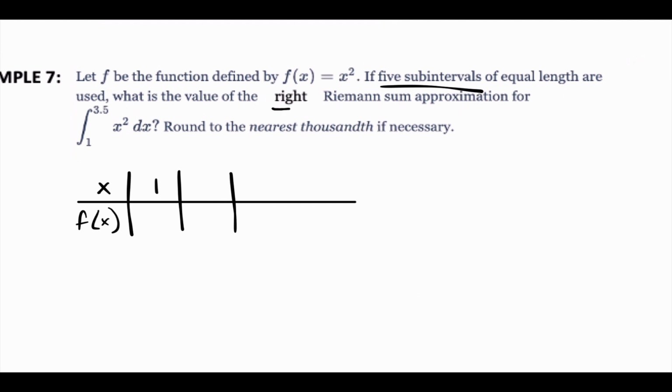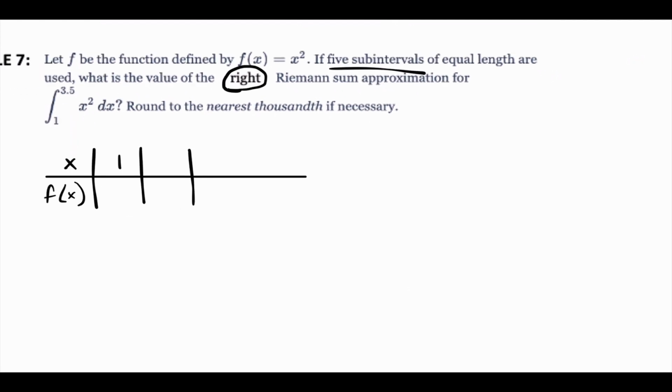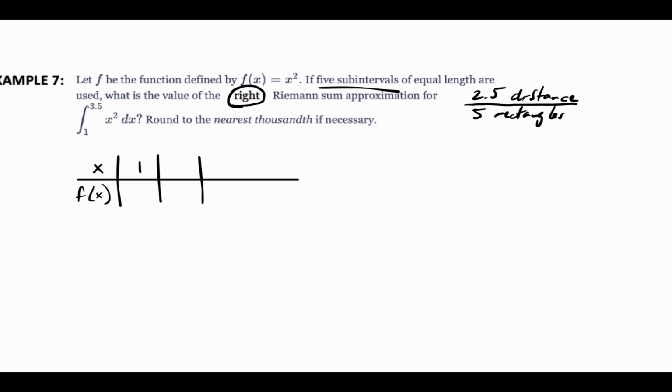And we have RAM. So the way I did that was 5 rectangles, and your interval is 2.5, from 1 to 3.5. When you divide those, you get 0.5. So that's what each needs to be. And it's RAM. Okay? So next one's going to be 1.5, 2, 2.5, 3, 3.5.